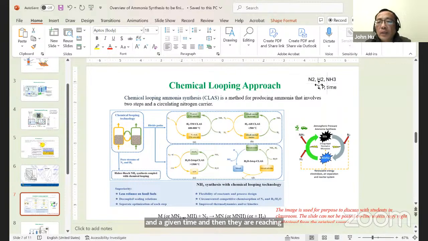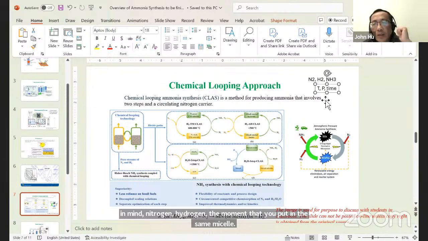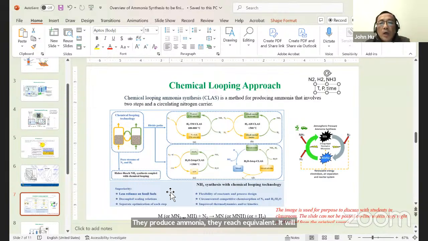How would you break this equilibrium? Keep in mind, nitrogen and hydrogen, the moment you put them in the same vessel, they produce ammonia and reach equilibrium. They will never go to 100% at any given time. How would you break the equilibrium? There's a process called chemical looping.